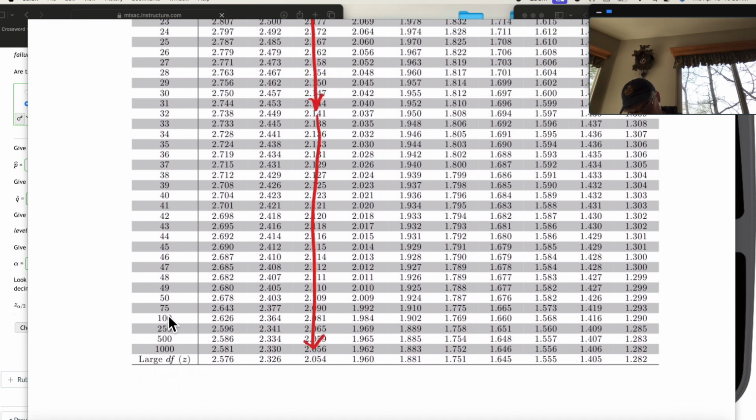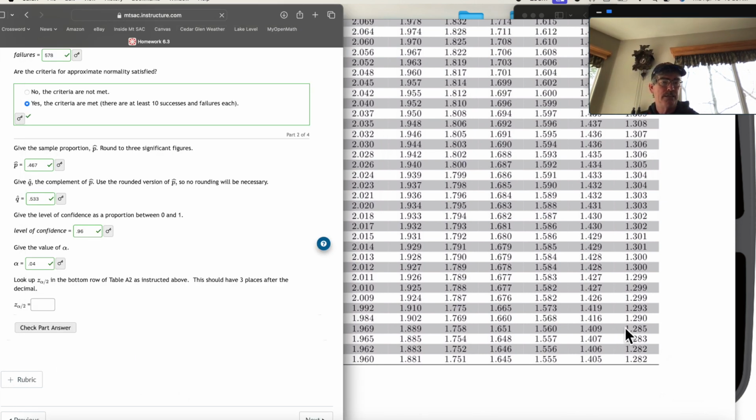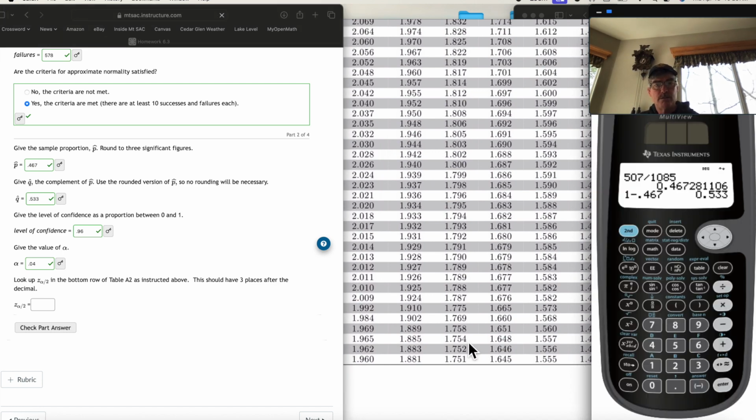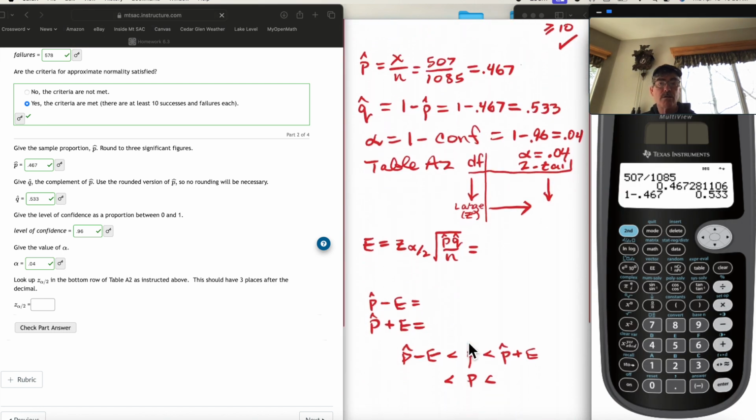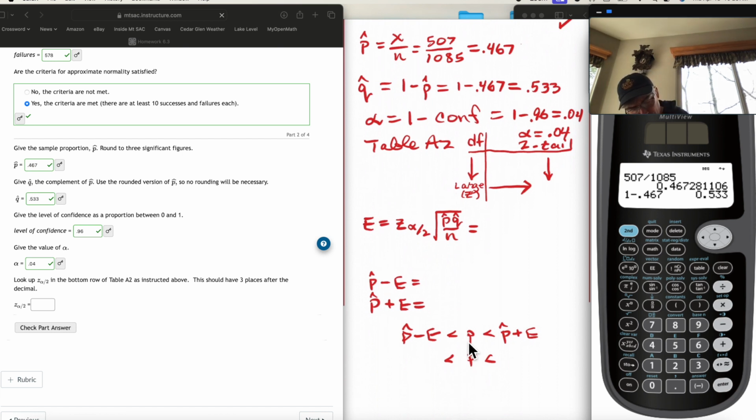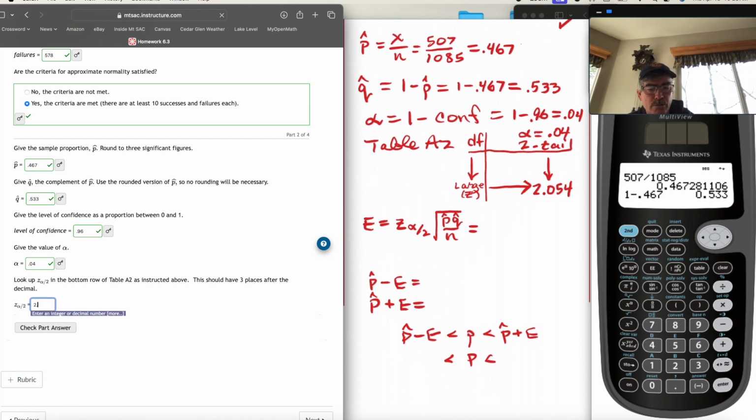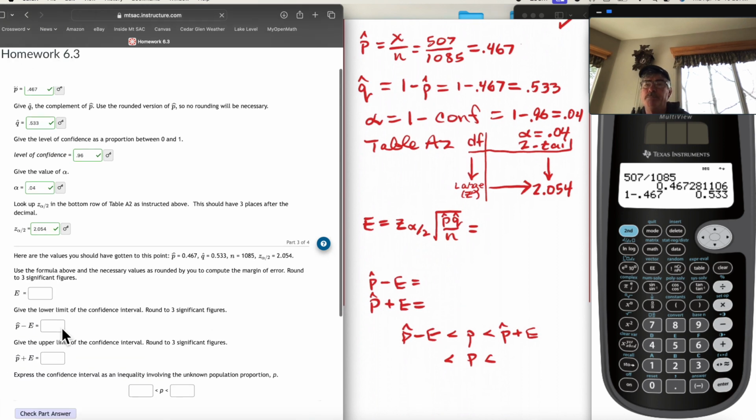Okay, so right here is our z-score. It's 2.054. Okay, and so let's come back and put that in. .054 is what we got there. Okay, and so I'll put that in over here, and everything should be okay.